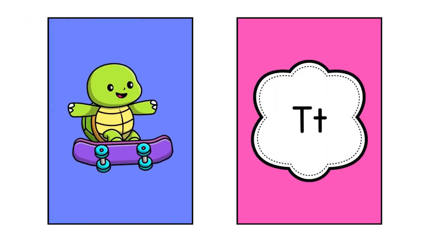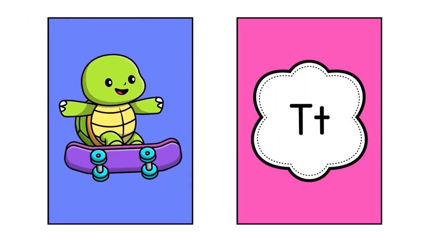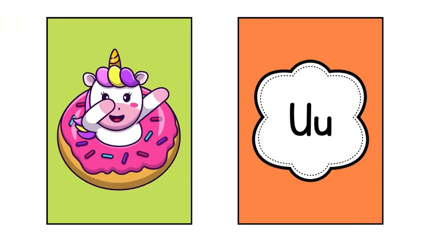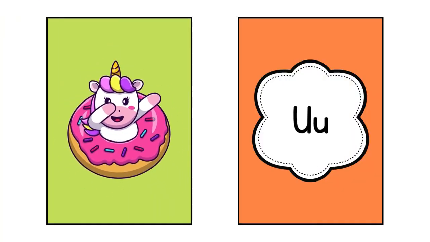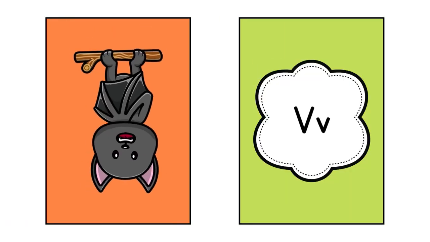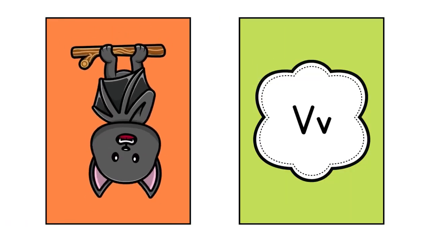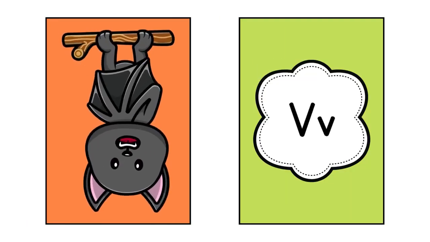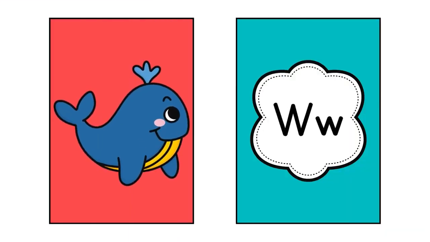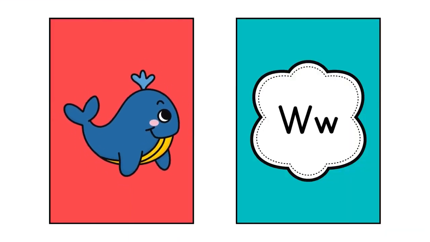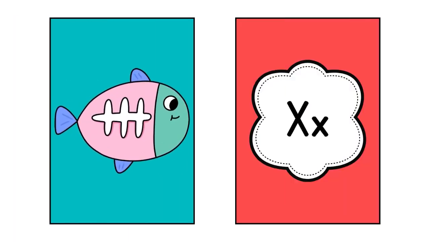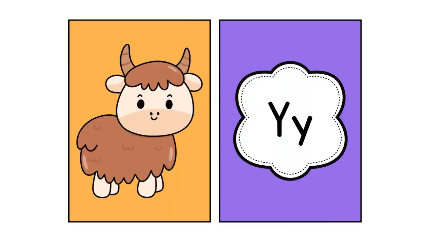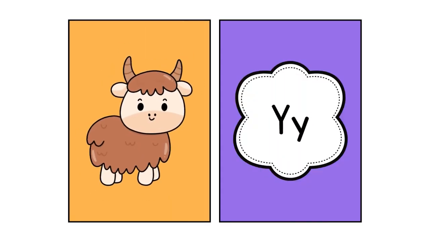T is for turtle. U is for unicorn. V is for vampire bat. W is for whale. X is for X-ray fish. Y is for yak.